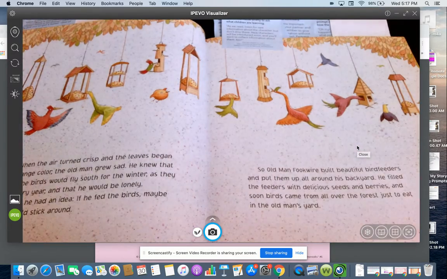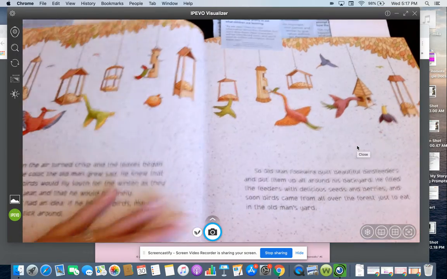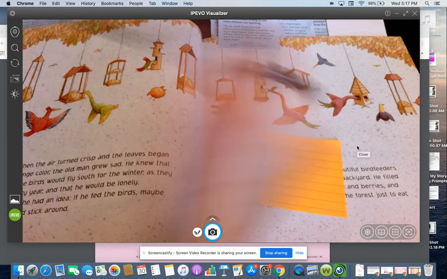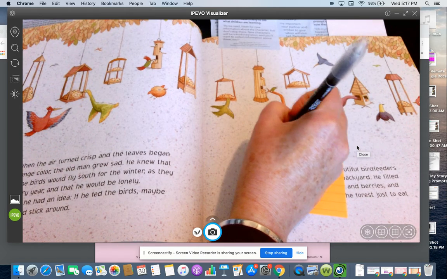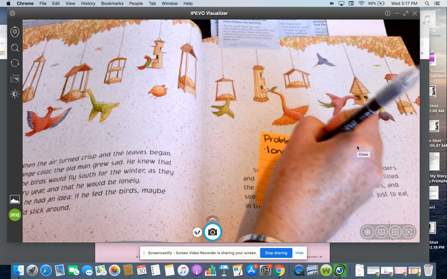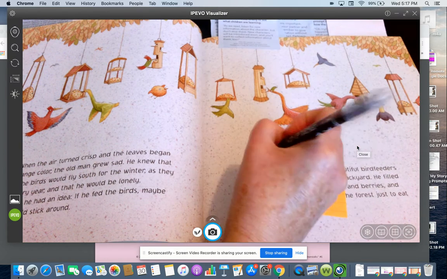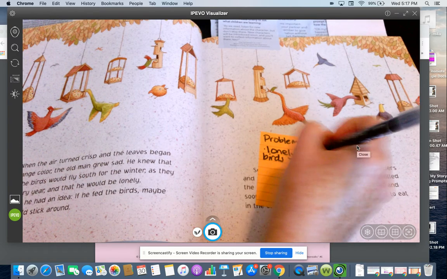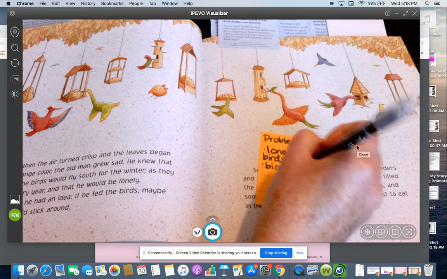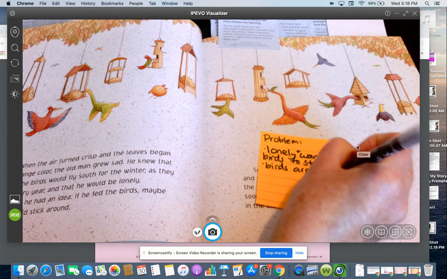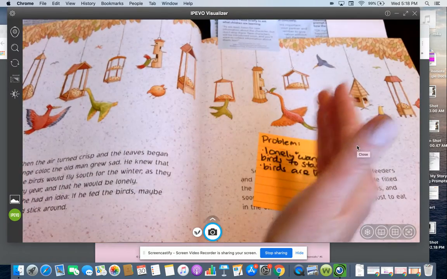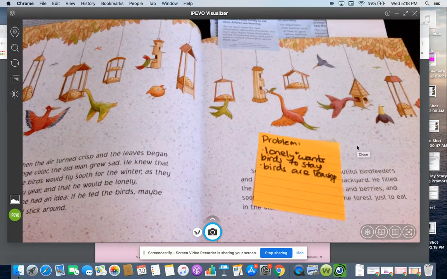And so then I might do stop and jots while I'm reading, and I might even think of the problem and the solution. So I might say, P for problem. He's lonely and wants the birds to stay. Okay. The birds are leaving. Okay. So I might be thinking about that and just quickly jotting that down while I am reading to help me make sure that I'm really remembering what's going on in the story.